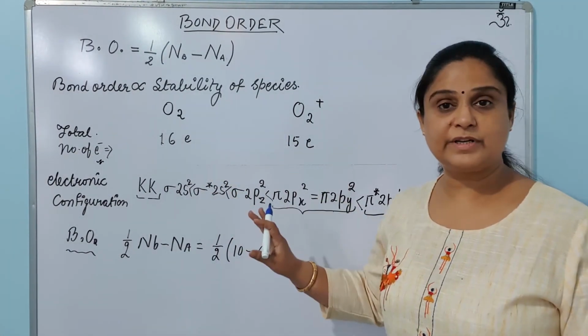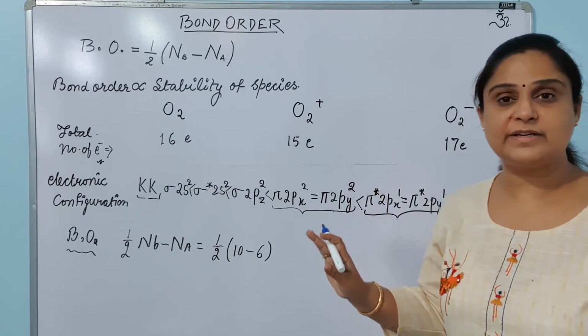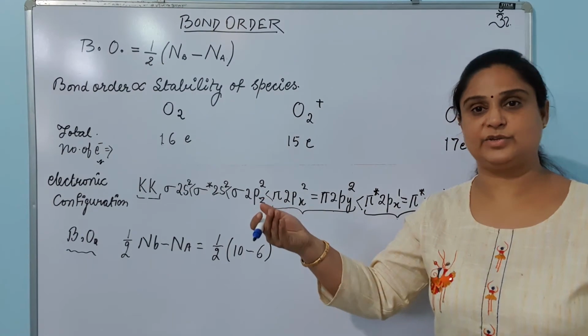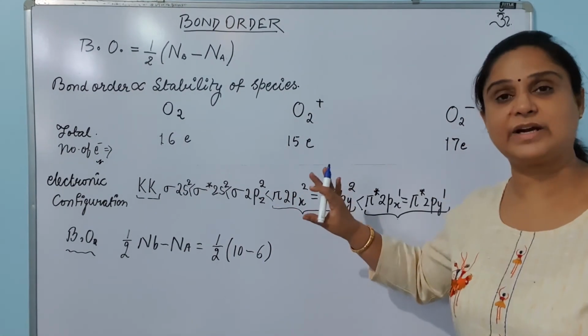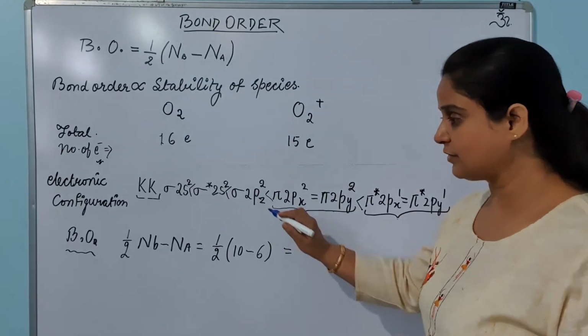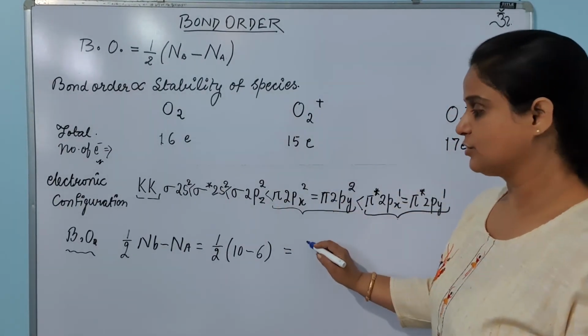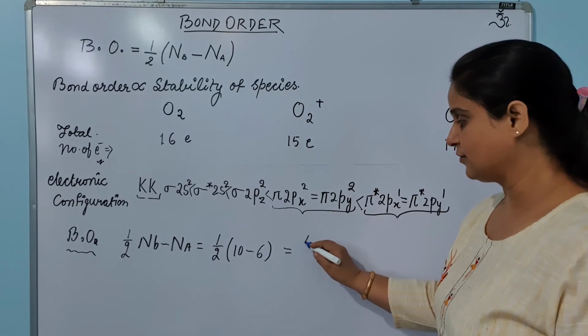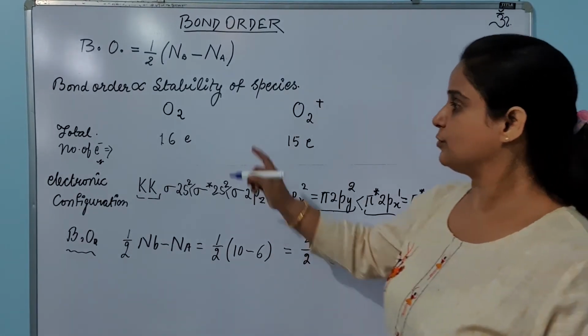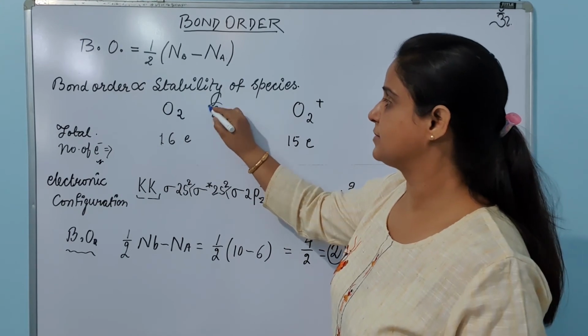I hope this configuration is clear to you. If you have any doubt, you can see this video at the start or the last video, so that you will be clear how to write down the configuration. Okay, so this way we can calculate the bond order for this oxygen molecule. So what it becomes? 10 minus 6, 4, divided by 2. So the bond order becomes 2. So the bond order of the oxygen molecule is 2.